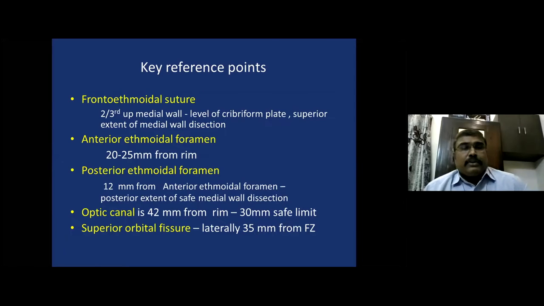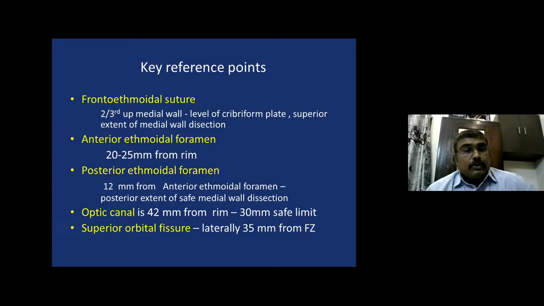Some key reference points relevant to the surgery. The frontal ethmoidal suture is 2/3 up the medial wall and corresponds to the level of the cribriform plate. It forms the superior extent of the medial wall dissection. The anterior ethmoidal foramen is 20 to 25 millimeters from the rim, and the anterior ethmoidal artery passes through the foramen. The posterior ethmoidal foramen is 12 millimeters from the anterior ethmoidal foramen, and the posterior ethmoidal artery passes through the foramen. The posterior ethmoidal foramen forms the posterior extent of safe dissection of the medial wall.